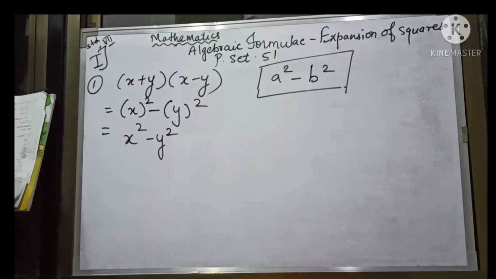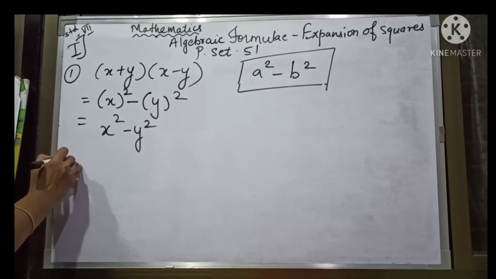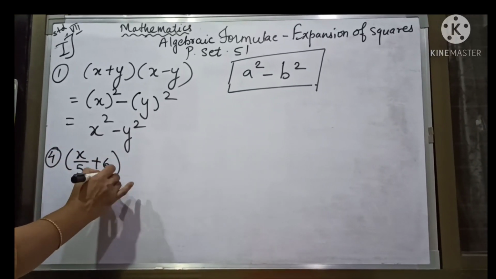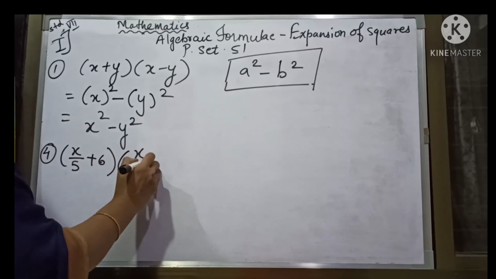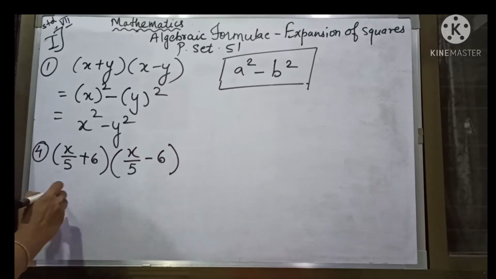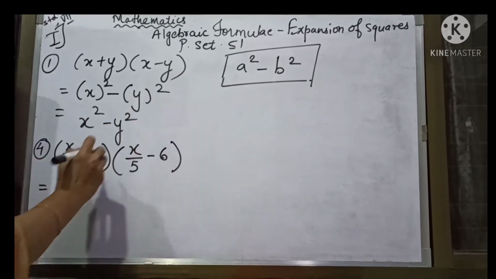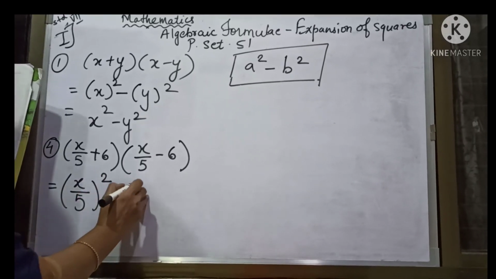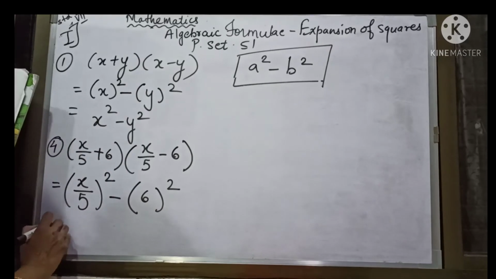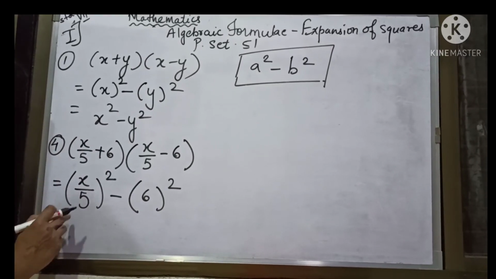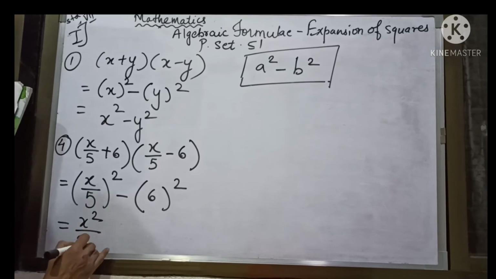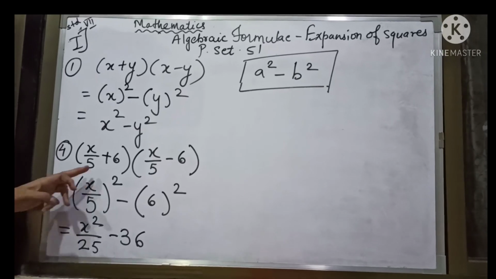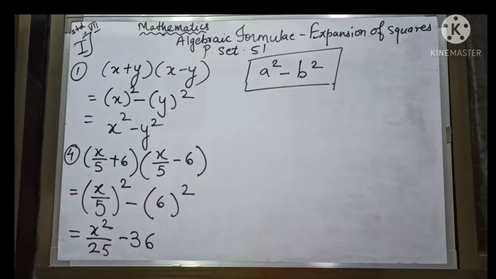The second and third sum you will be solving on your own. Now we will solve the fourth sum, (x upon 5 plus 6) in one bracket and (x upon 5 minus 6) in another bracket. Again we will be using this formula: square of first term, then minus sign, square of 6. So the square of this is x square upon 25 minus 36, which is the expanded form of these two binomials.